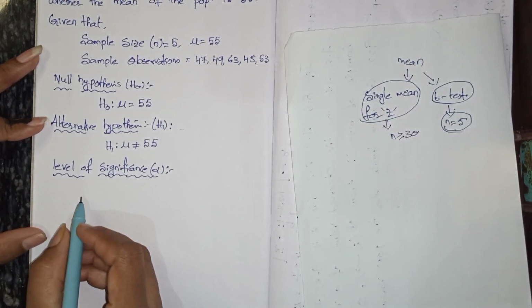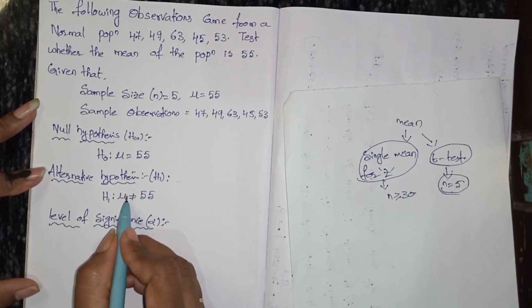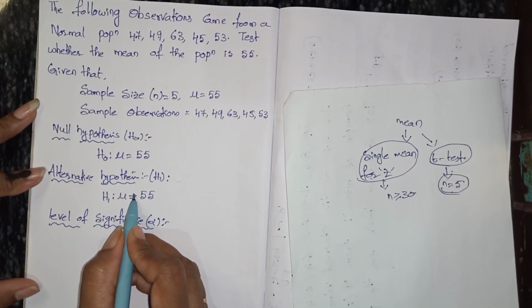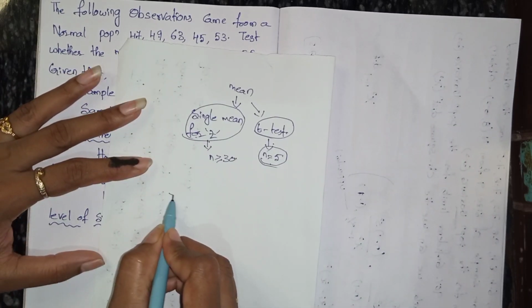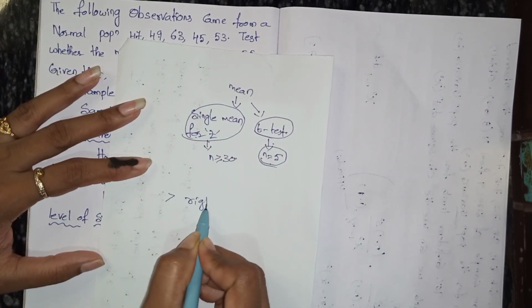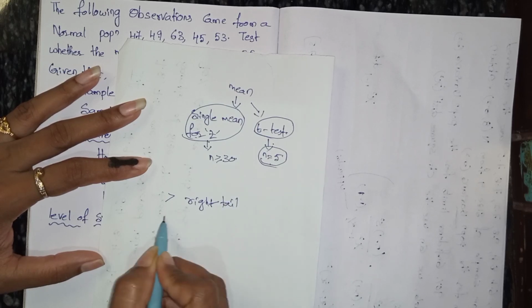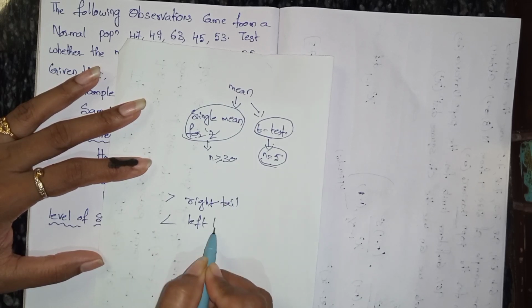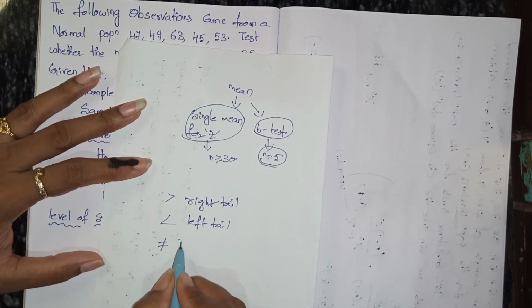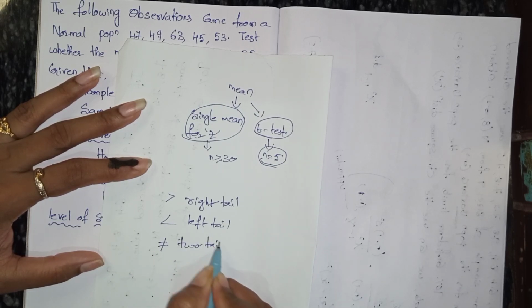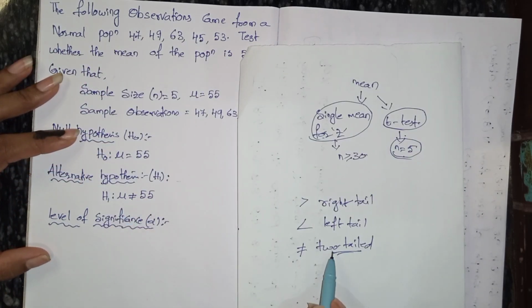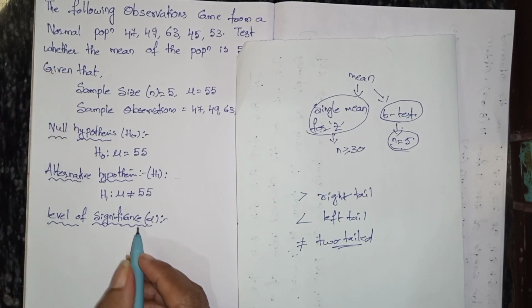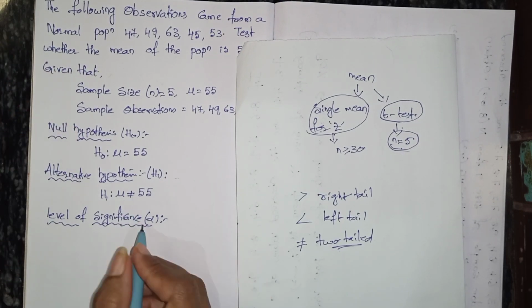Now, here we are going to use a two-tailed test. Why? Because if it comes with the not equals to criteria, at that time we have to use the two-tailed test. If it is greater than, we have to use right tail. If it is less than, we have to use left tail. If it is not equals to, we have to use two tail. So that's why here not equals to is there, so I am going to use two tail.